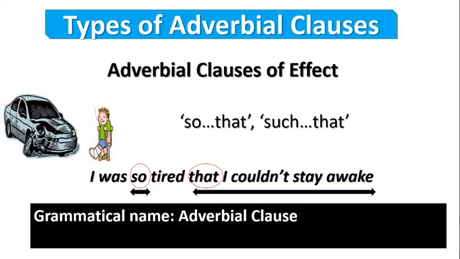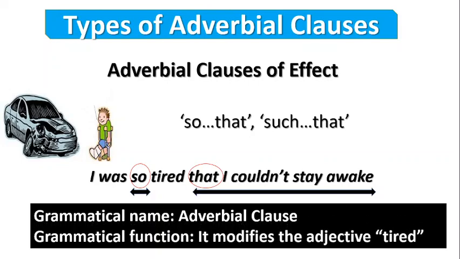So we have the grammatical name, adverbial clause, and the function: so that I couldn't stay awake. Is it modifying the word I or tired? In this case, it is the adjective tired. It shows the consequence of my being tired. I know you'll be saying, I showed you a picture of a child and the car. Yes. What is the consequence?